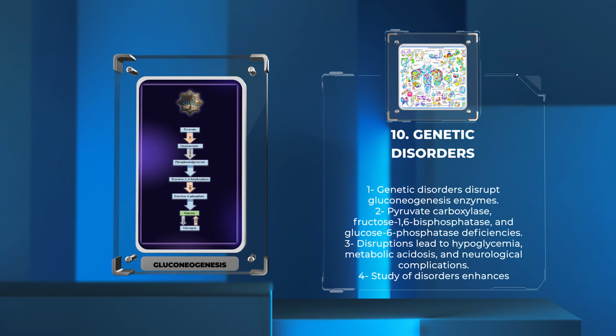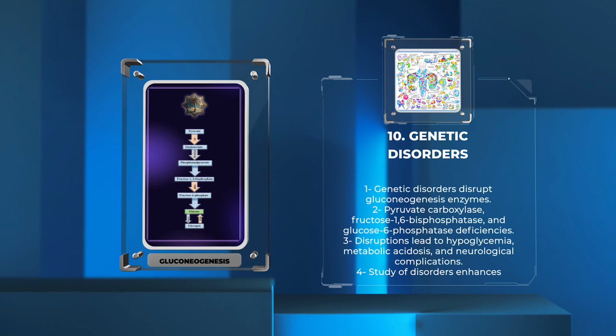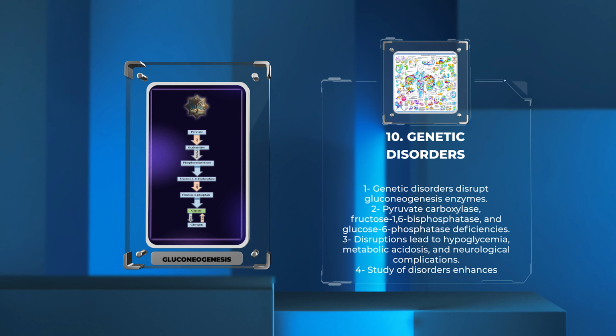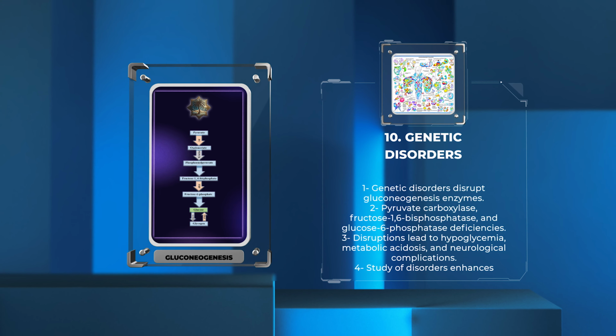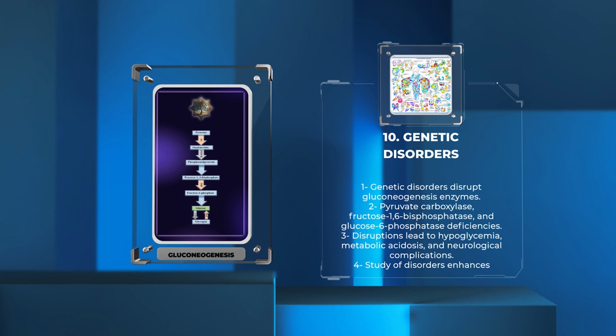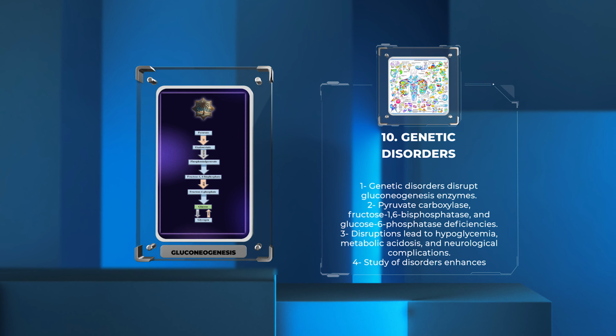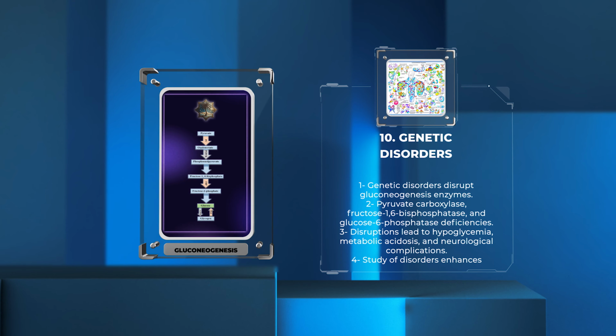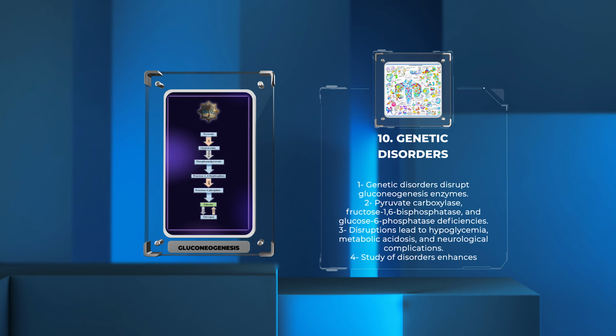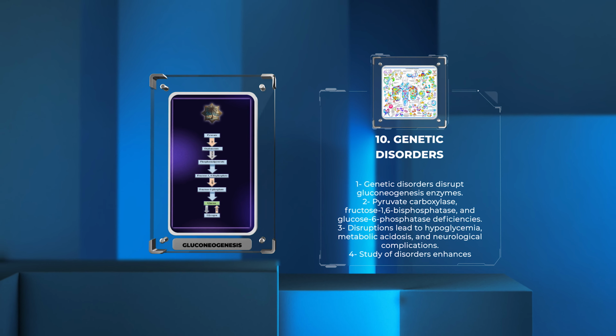Genetic disorders affecting the enzymes involved in gluconeogenesis can have severe consequences. Examples include deficiencies in pyruvate carboxylase, fructose 1,6-bisphosphatase, and glucose 6-phosphatase. These deficiencies disrupt gluconeogenesis and can lead to hypoglycemia, metabolic acidosis, and neurological complications. Studying these disorders enhances our understanding of the role each enzyme plays in this intricate metabolic pathway.